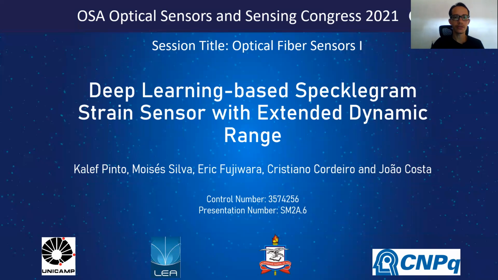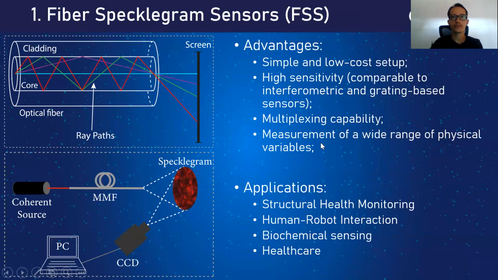Now I'm going to present the work whose title is Deep Learning Based Specklegram Strain Sensor with Extended Dynamic Range. As we know, coherent light propagates with different reflection angles inside the core of a multimode fiber. And because of that, interferences occur among the modes, which can be constructive or destructive.